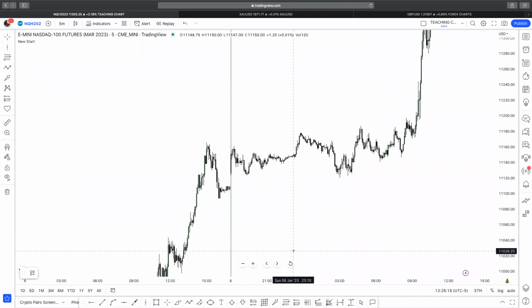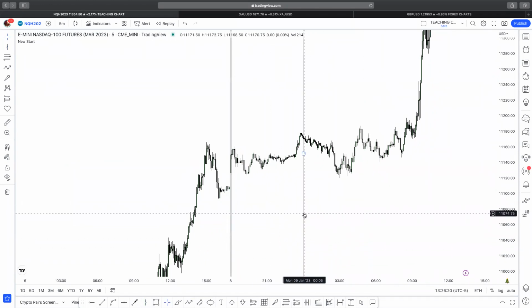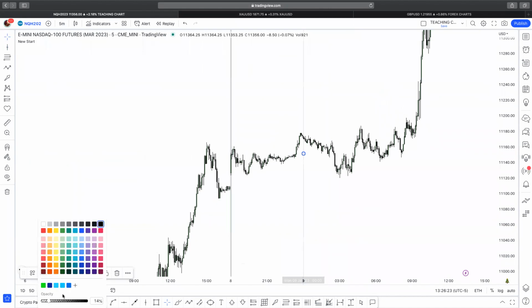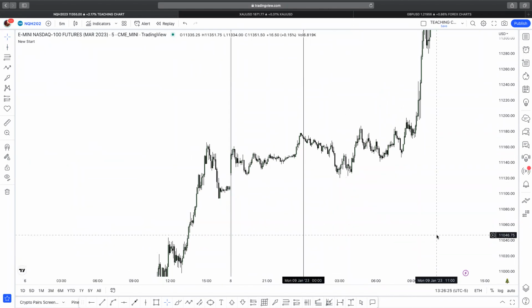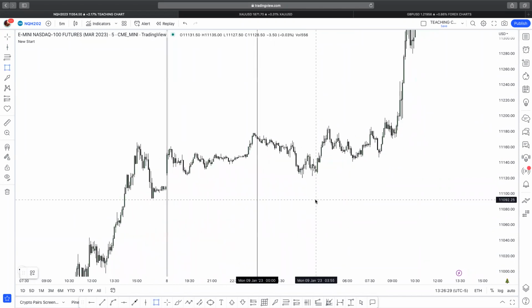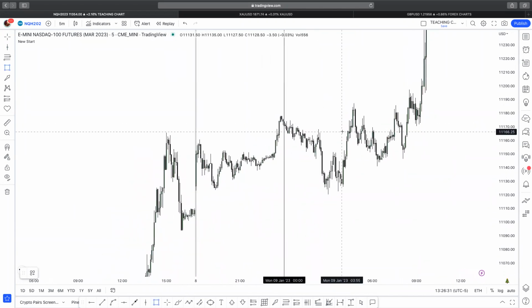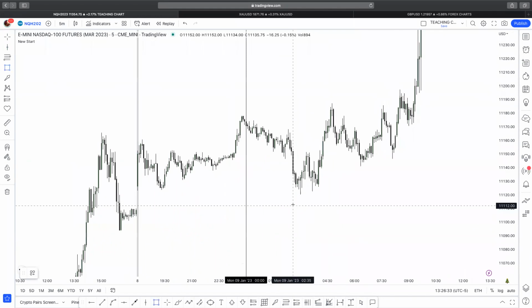Here's midnight, right? There's midnight. Where's your definitive range? Where's the first displacement? See any displacement here after midnight?